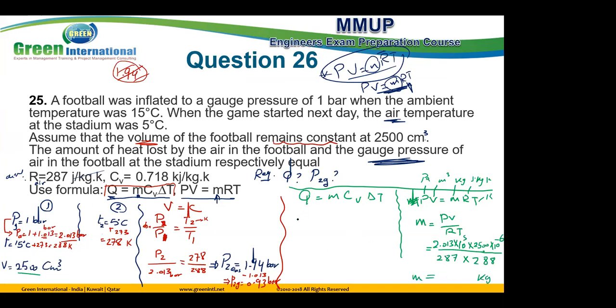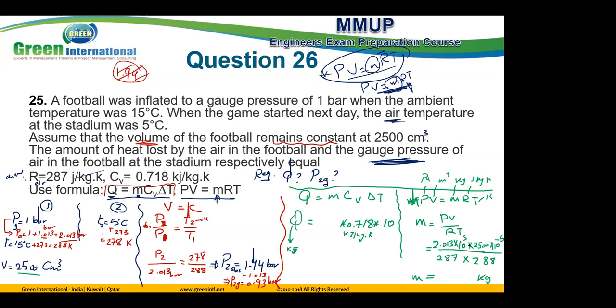Once you get mass, you can substitute here for Q. Mass, I will put it here. Cv is here, 0.718. But be careful, this is 0.718 kilojoule per kilogram Kelvin, so you will get Q directly in kilojoules. If you want to get it in joules, substitute 718. You understand me? Multiply delta T. Delta T is 10.